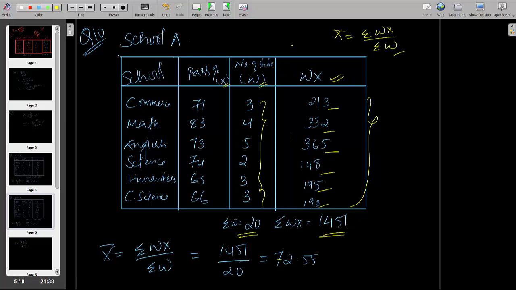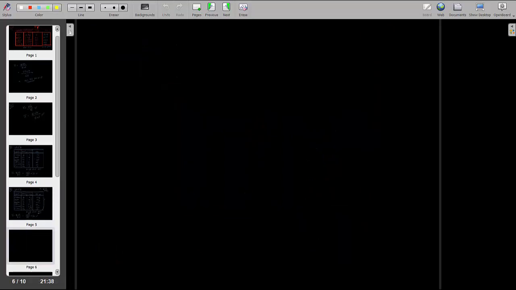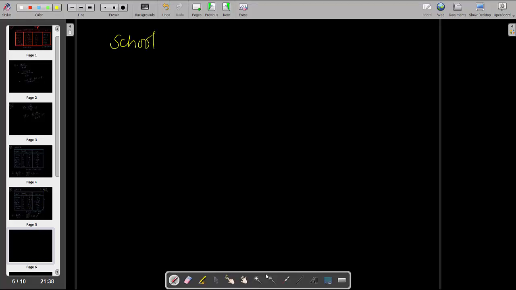Are we clear? So let's calculate school B. I haven't calculated it here, so I have to do it once again. I want you to follow with me and then calculate for school B also. It is quite easy. So let's write here school B, and then let's make the table.